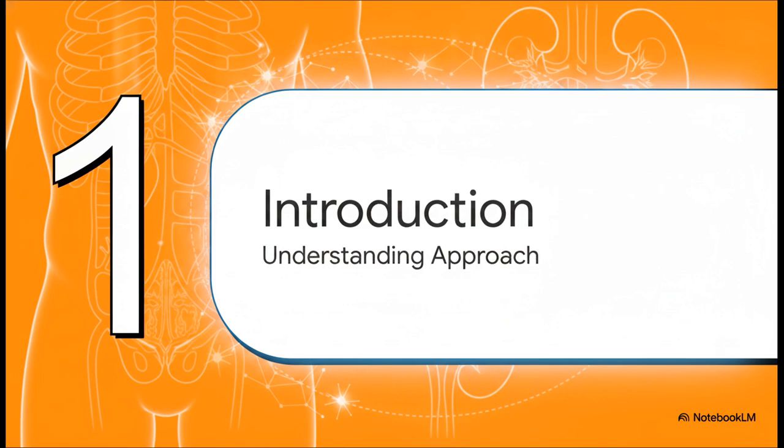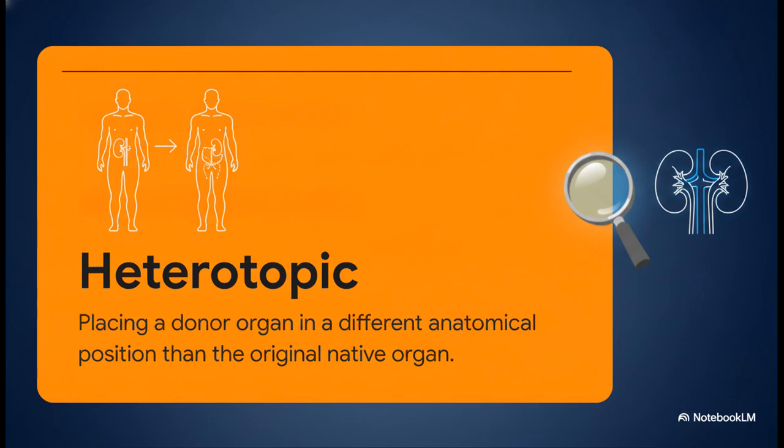Introduction. Understanding the approach. Before we make our first virtual incision, let's nail down what we mean by heterotopic. Basically, it means placing a donor organ in a totally different anatomical position than the original native organ. So when surgeons perform this transplant, they aren't just swapping out an old part for a new one in the exact same spot high up in the back. Instead, they are entirely relocating the operation, literally building a brand new home for the kidney.